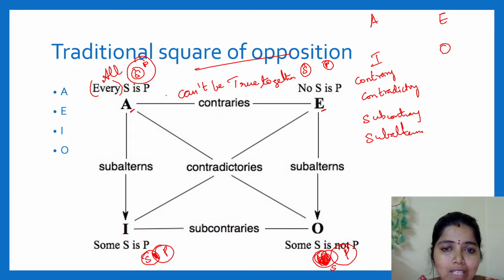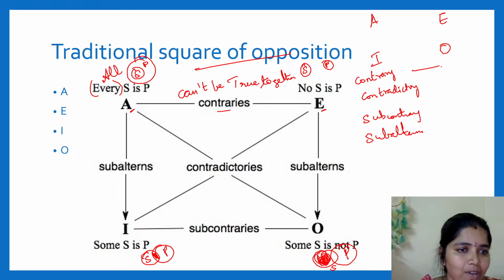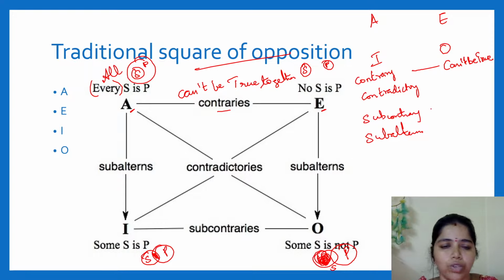So when there are statements which cannot be true together, we call it a contrary. Clear? This is the first one. So I have a mnemonic: can't be true together. Write it in your notebook. It cannot be true together. And then next comes contradictory.